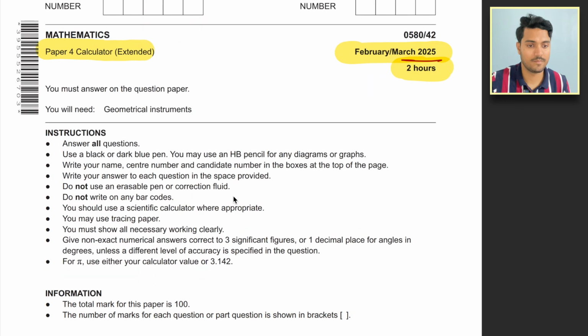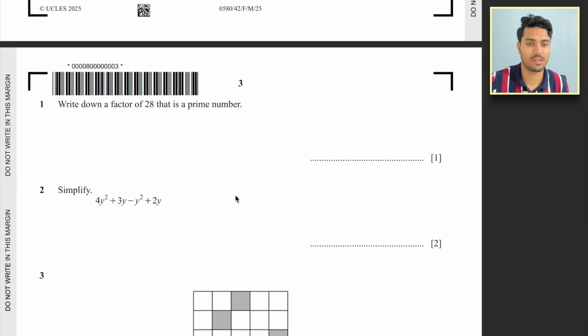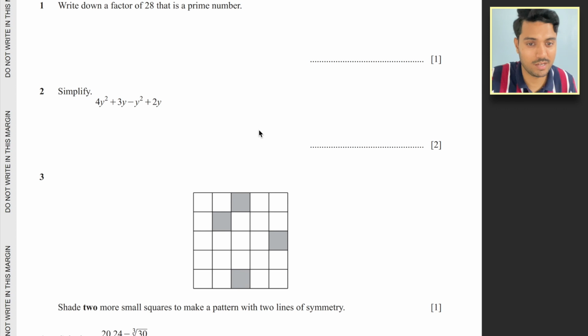So let's get started. We also have a formula sheet given here, but who wants a formula sheet? Let's start from question number 1. It says write down a factor of 28 that is a prime number. So a factor of 28 is 7, which is a prime number.